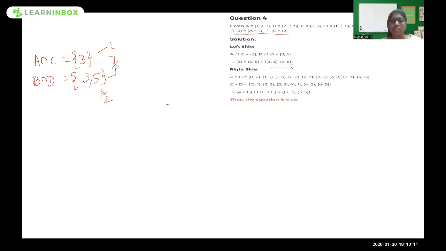Then for our RHS, we have to find A cross B at first, which will be here 3 and 3, so we will be getting 9 elements in total. Then C cross D. In C, there are 2 elements and in D, there are 3 elements. We will be getting 6 elements in total. Then we have to intersect. So we have to find all the elements which are common, and we are going to write it. So here also you can see our RHS and LHS are equal. Thus the equation is true.